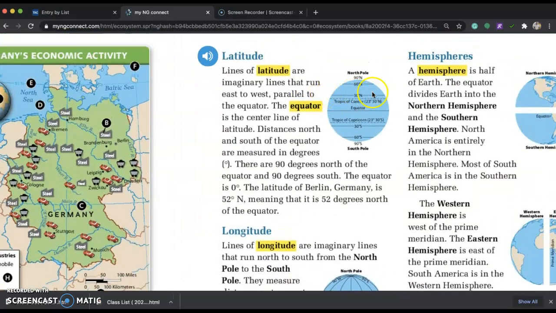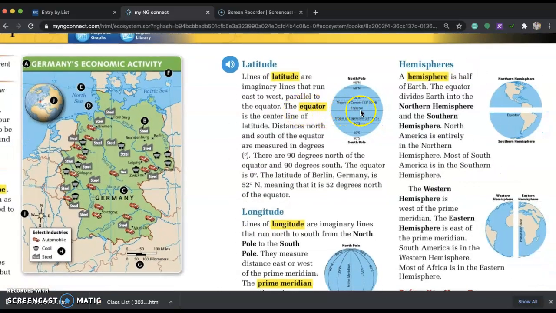Lines of latitude are flat. They are parallel lines. You can read this information here. I will be posting this on Schoology. Again, they are flat lines, and the midpoint is the equator at 0 degrees latitude.